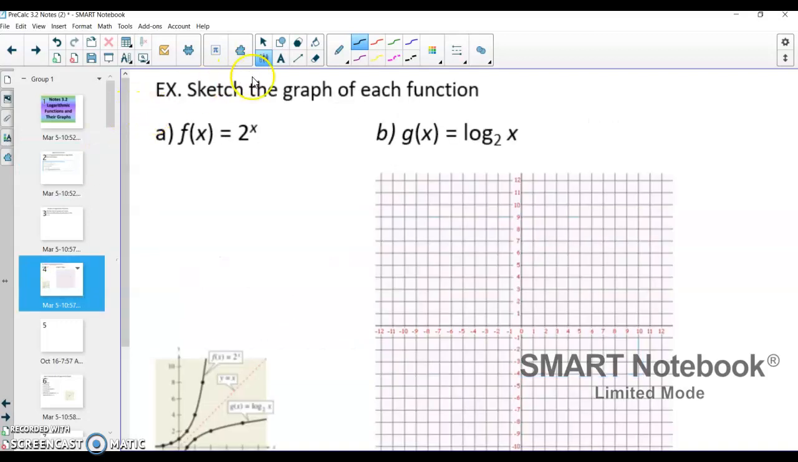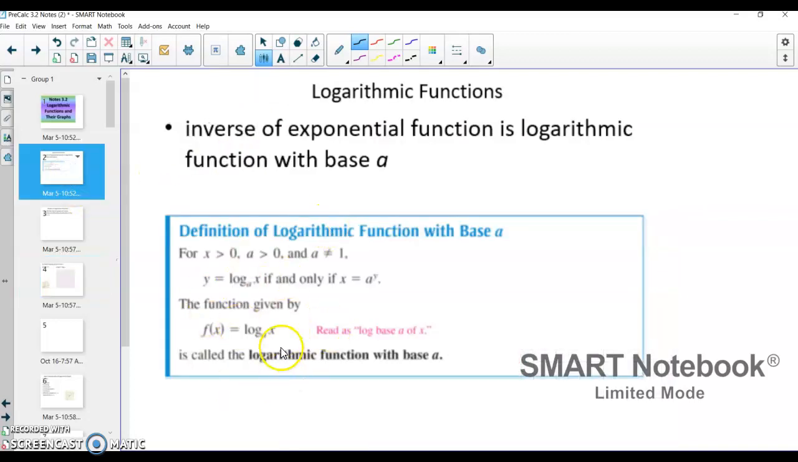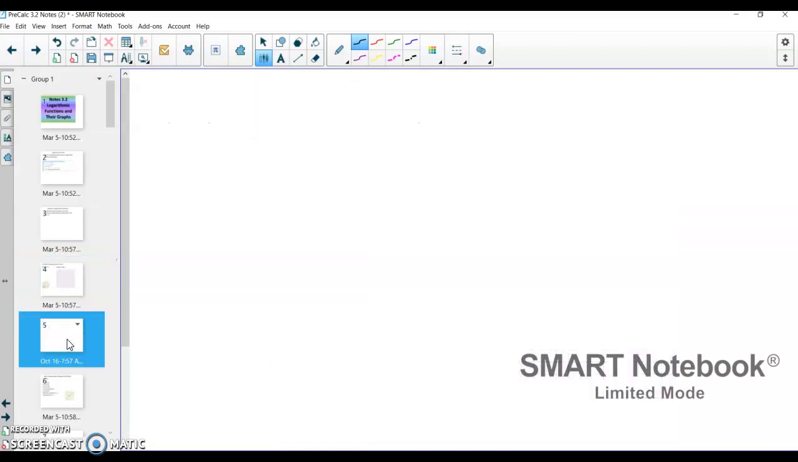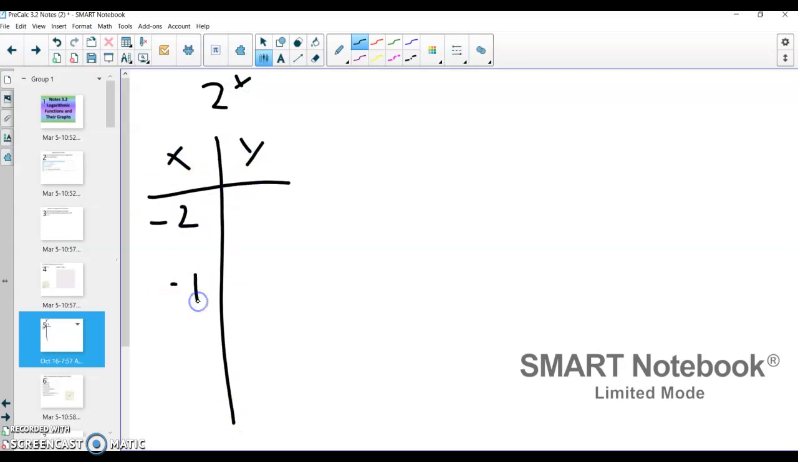So looking at the first example, we have the logarithm log base 2 of x, and then we have the exponential form of that, which is 2 to the x, based on this rule in this slide here. So we need to do an xy table for both, which looks like 2 to the x. You have -2, -1, 0, 1, and 2. This gives me 1/4, 1/2, 1, 2, and 4.